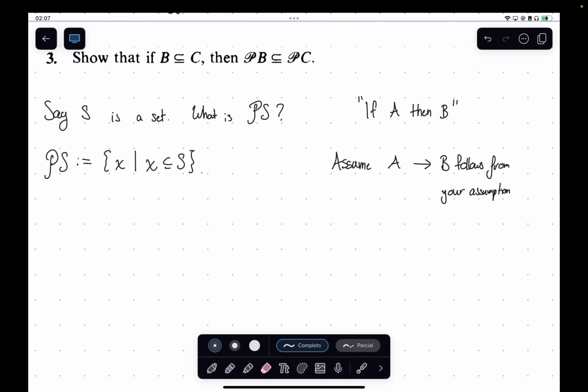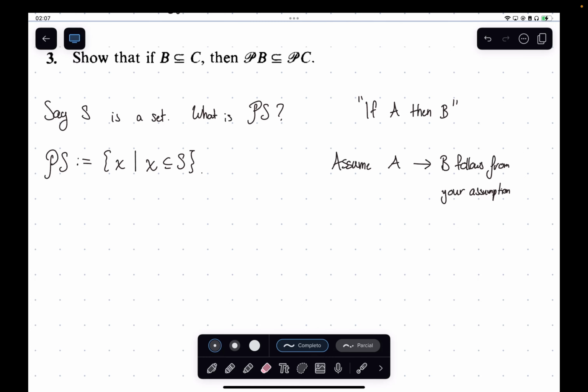All right, exercise 3. Show that if B is a subset of C, then the power set of B is a subset of the power set of C. Okay, now we've gone over what B subset C means, but I think this is the first time within this exercise series that we encounter this symbol. So what does it mean?